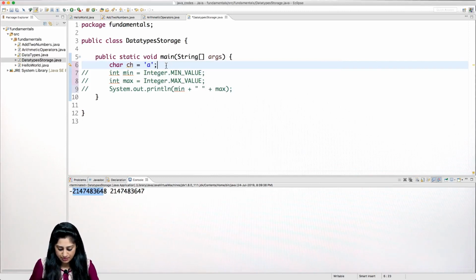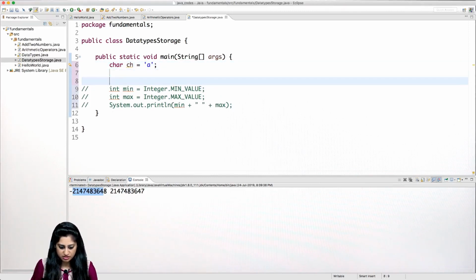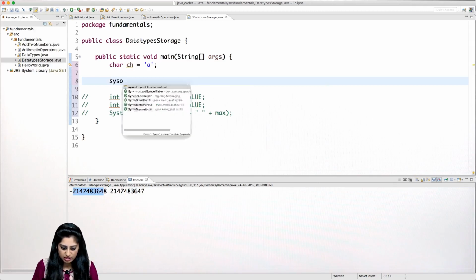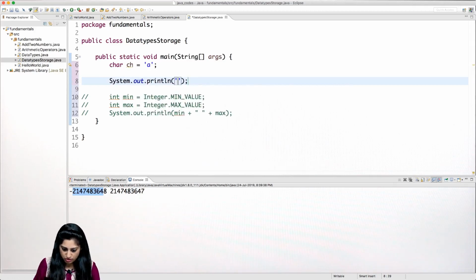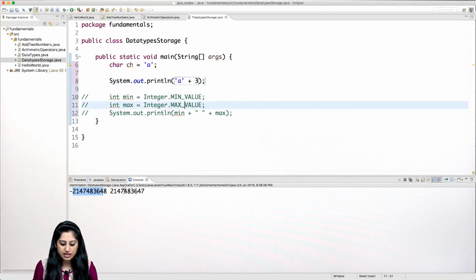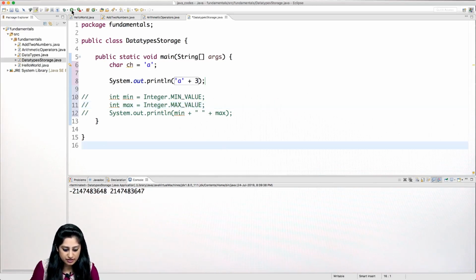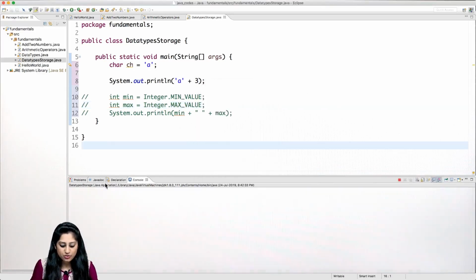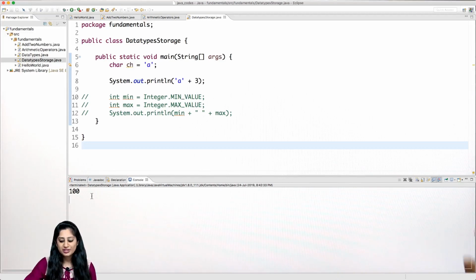Now let's play around with some interesting things. Let's say I want to print 'A' plus 3. What do you think will be the value of 'A' plus 3? Let's just run it and see. So 'A' plus 3 is giving you 100. Now how is 100 being calculated?